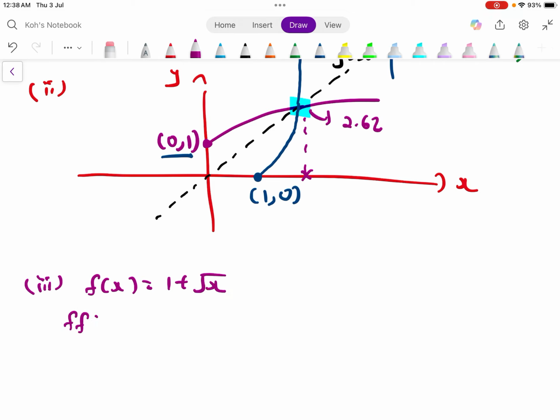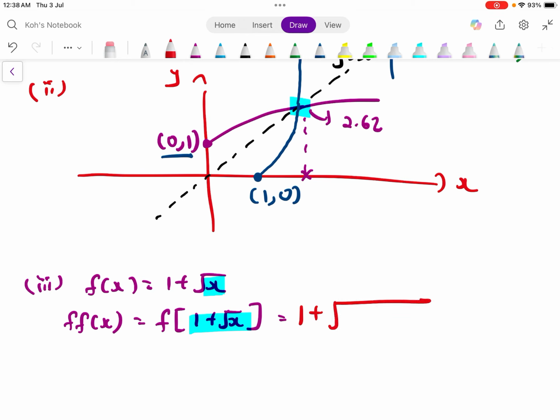Then your f(x) is as good as saying f(f(x)) is as good as saying f(1 + square root x). Then of course you just replace all the x's with 1 + square root x. So this will give you 1 + square root (1 + square root x). So this is the so-called rule of ff. They say this equation, you equate to x.